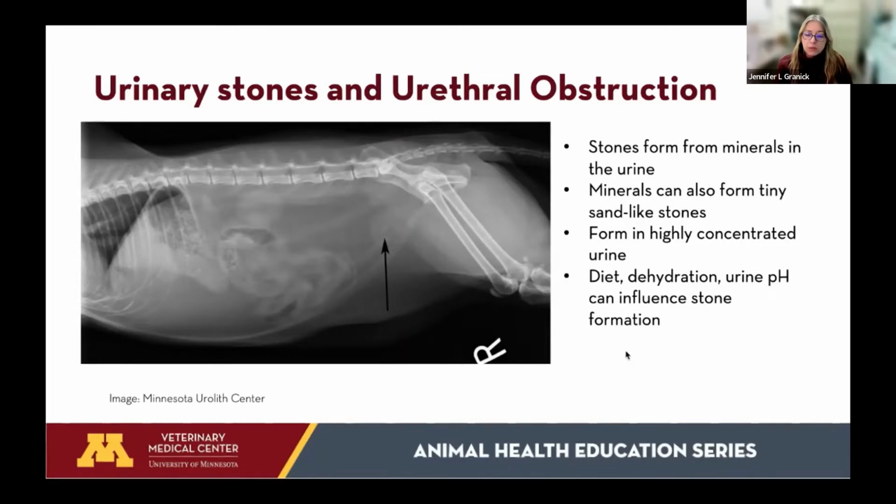Different types of stones can be related to different diets that cats are on. If cats are dehydrated, and their kidneys are functioning normally, then they're going to try to not lose water in their urine, and so the urine will be really concentrated. So when cats are dehydrated, we can see really concentrated urine and those minerals can precipitate out. The pH of the urine can also affect that. All of these things together can increase the risk of a cat forming stones.